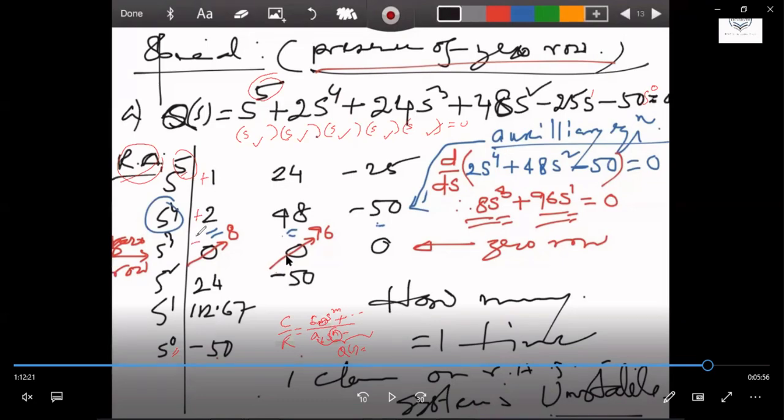Look, this is plus, this is plus, this is plus, this is minus. How many times does the sign change? One time here, right? One time, yes. That's why there is one pole on the right half plane.